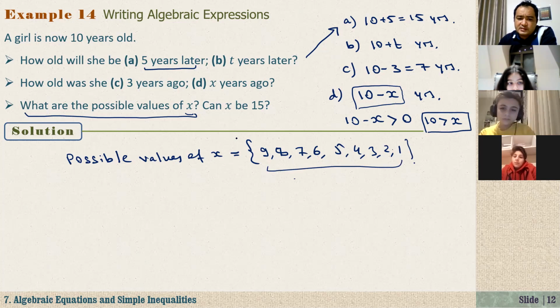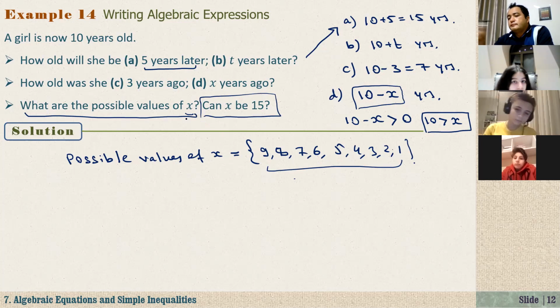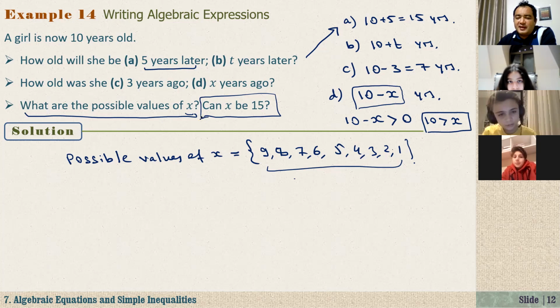Now looking at this, we can answer the question. Can X be 15, Ibrahim? Yes, it's 14. Ibrahim, are you playing a game? No.